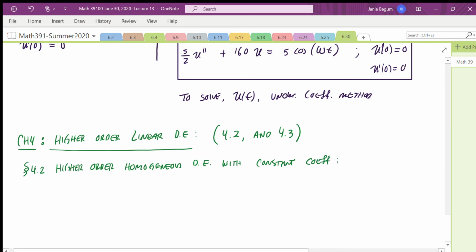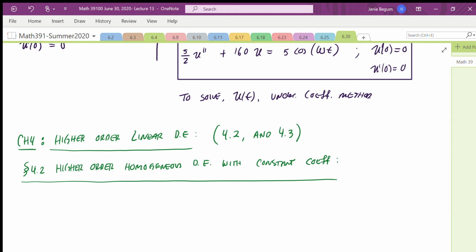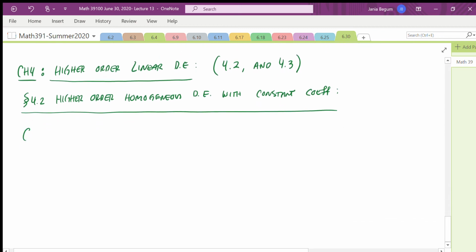Okay, so that's 4.02. And then 4.3 is again higher order differential equations with constant coefficient non-homogeneous. Okay, so that will be the non-homogeneous section. So let's consider the following: the nth order linear differential equation. So it has the following form.